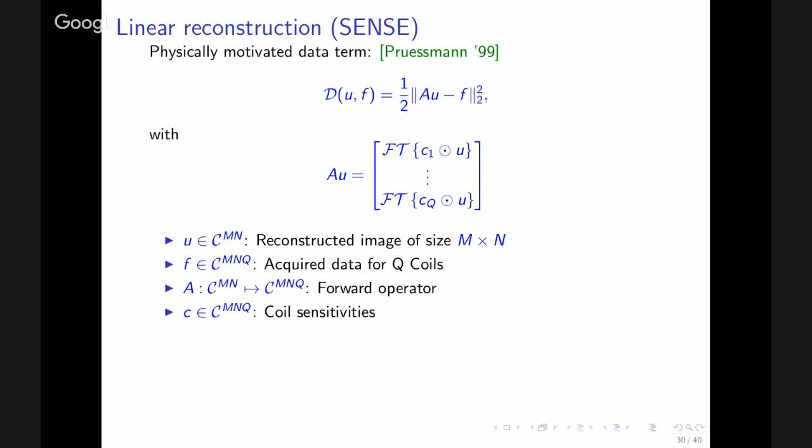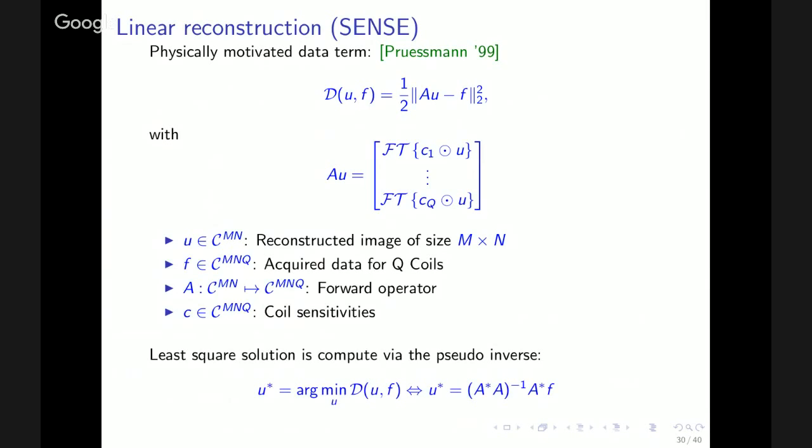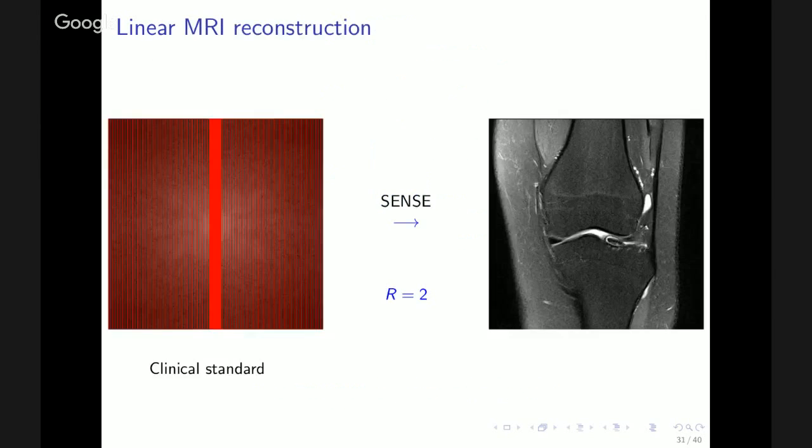And then to each of this information, I apply the Fourier transform, and then I try to find an image U that minimizes the squared error. It's a standard approach. And this is, of course, given by minimizing the squared energy. And since it's linear, it's just a pseudo-inverse you need to compute here, which is very fast.